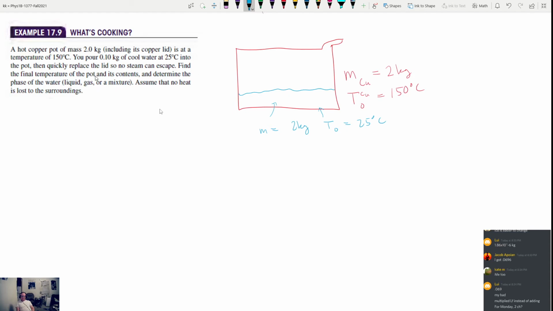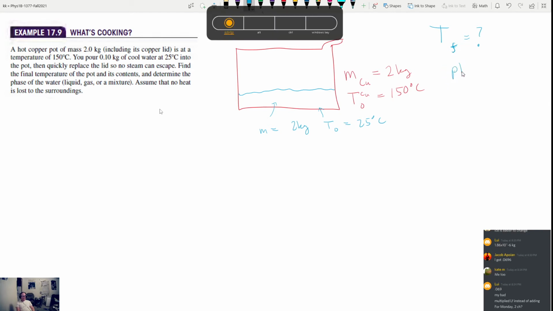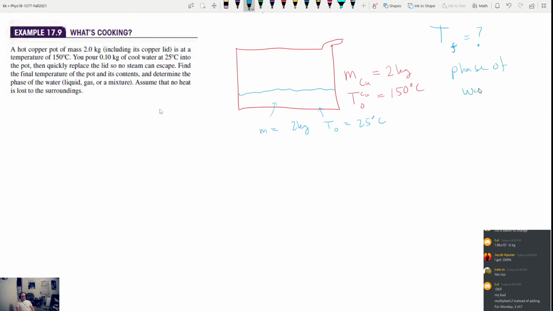We want to find the final temperature of the pot and its contents. That's our goal. What is the final temperature? And I'm going to add one other piece to this, which is going to be how much water is left. Well, we'll just say it like this. Phase of water. Okay. There are 3 possibilities for what occurs here. Can anyone name one of them? It can turn into a solid. Well, that's probably not going to happen because it's hot, right? Yeah, definitely. Okay. So one possibility, that's right. No evaporation. We'll see. These are the possibilities.